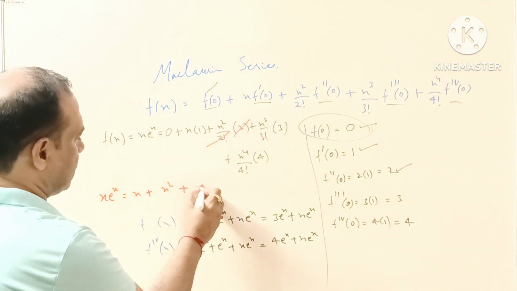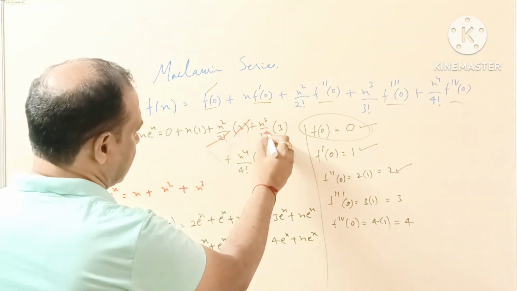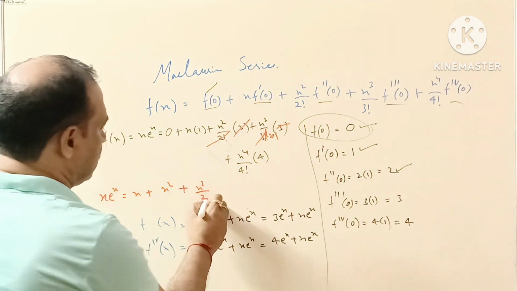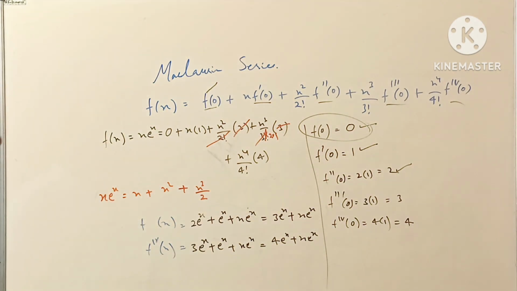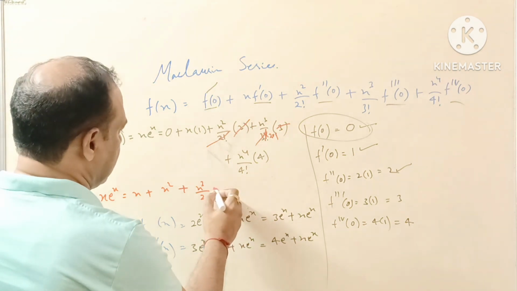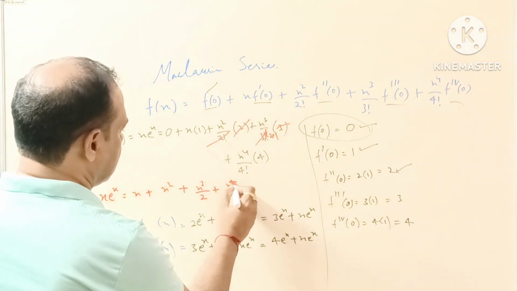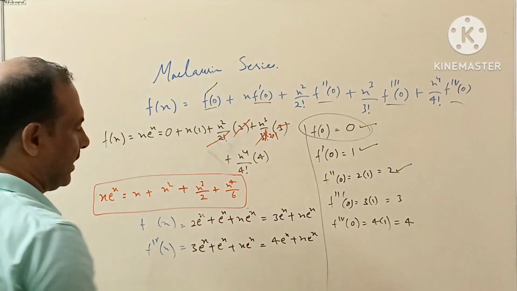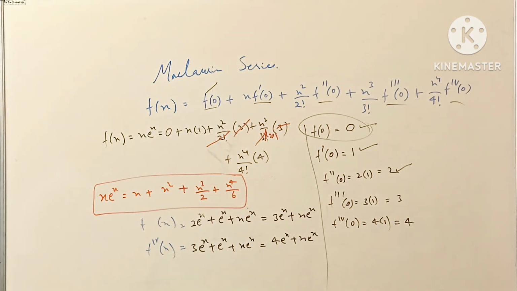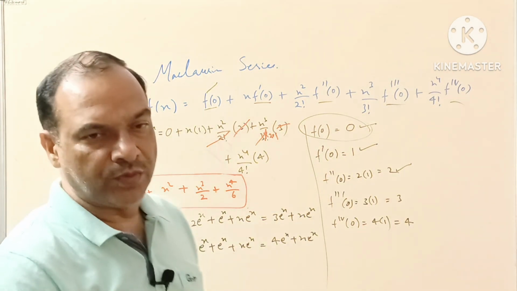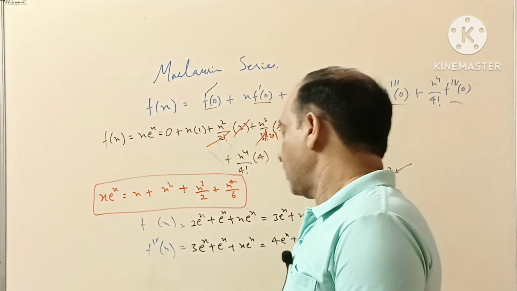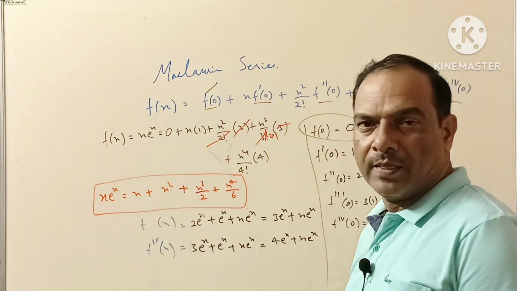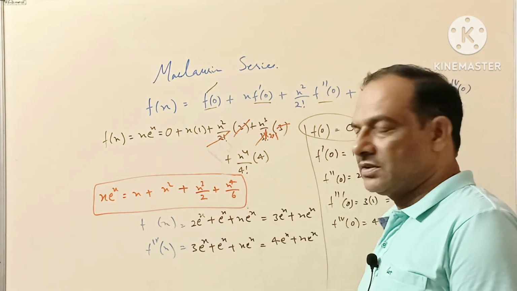Now here this is x cube, and here this can be written as 3 times 2 times 1, and 3 will get cancelled. You will be having x cube over 2. And for the last part, again you will be having x power 4 over 3 times 2, which is 6. This is the required equation and the answer. We can write x times e raised to power x in the form of a polynomial, which is x plus x square plus x cube over 2 plus x raised to power 4 over 6.